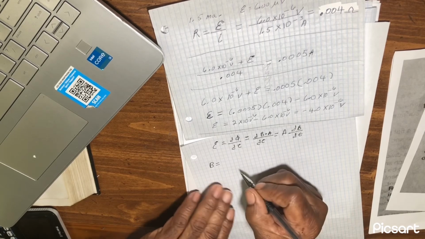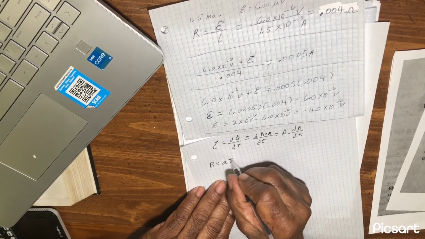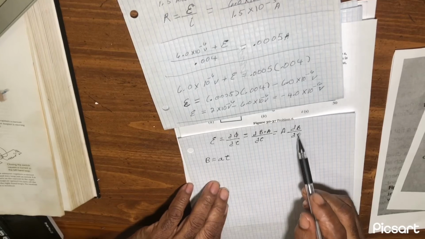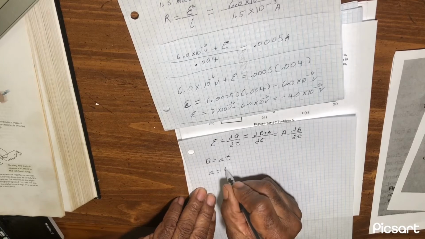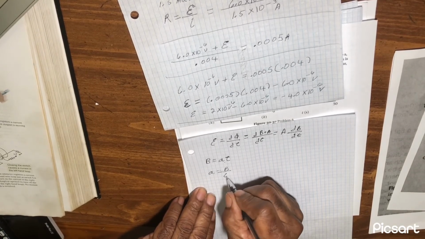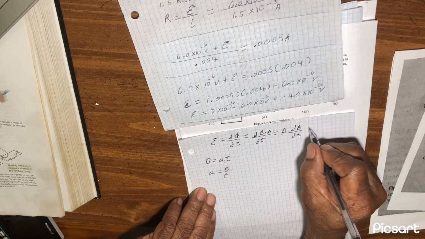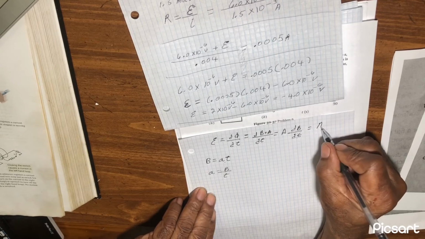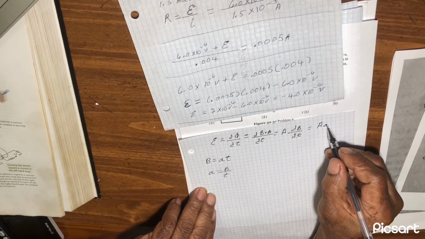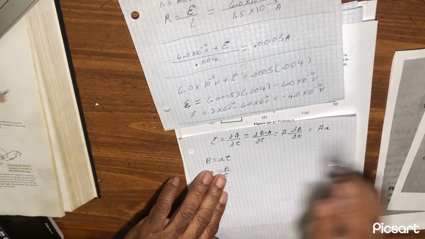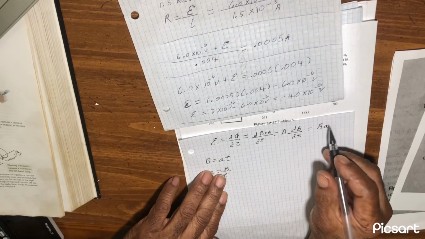is equal to AT. So we can see here that A, looking at this, is equal to B over T. So this dB dt is A. So we'll have A times A, the constant that we're looking for. And we know what E is. And we know what A is, the area of the small ring.